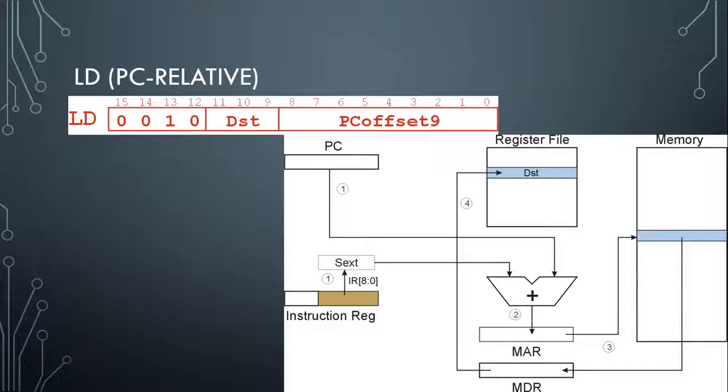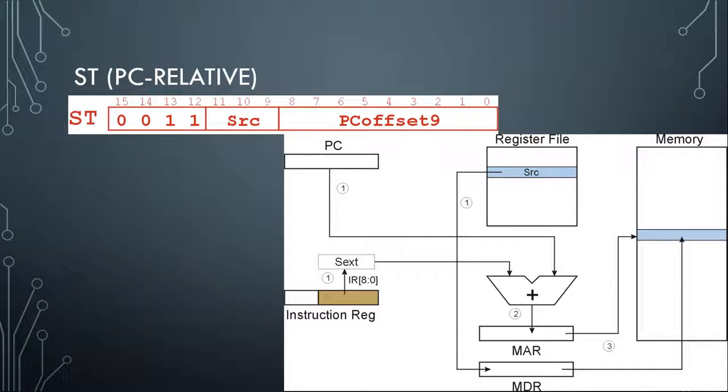So here's the LD, or the PC relative. If you're following this, you have your instruction register right here. You have the program counter right here. Both of those feed right in here. It eventually feeds down to the MAR, that loads into memory. From memory, it goes into the MDR. And from MDR, it's going into your register file, which is your destination.